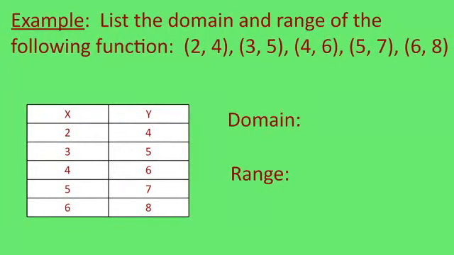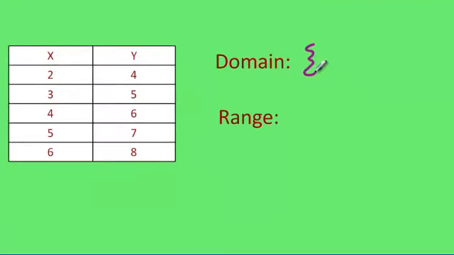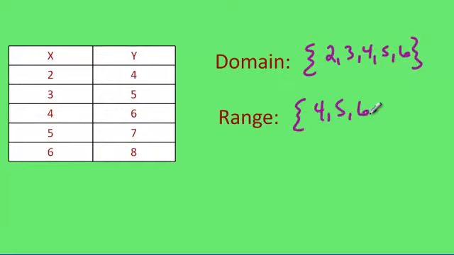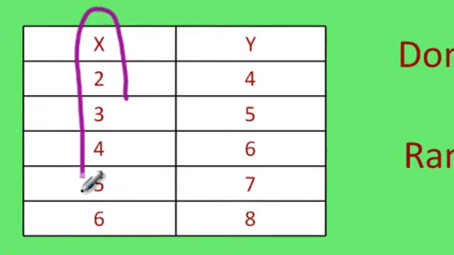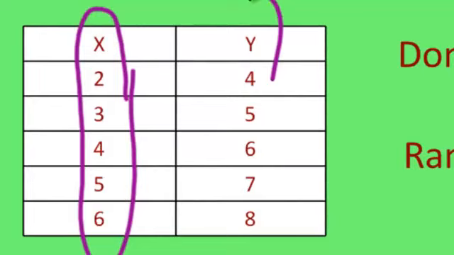Let's list the domain and range. Okay, now since the domain and range are both a set of numbers, we're going to use this brace. The domain would simply be 2, 3, 4, 5, and 6. The range is 4, 5, 6, 7, and 8. Okay, so the domain is the set of x values, or the inputs. That would be these. The range is the set of y values, or the outputs, and that would be these.